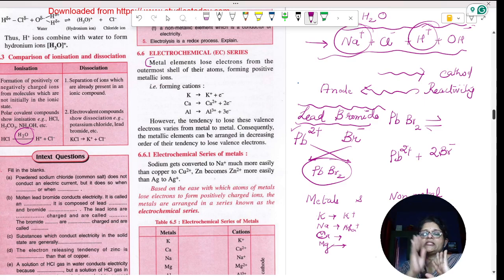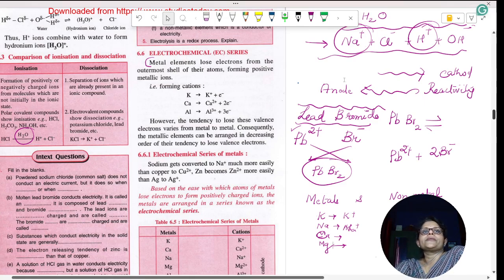calculated and found out, and then scientists came to a conclusion about the reactivity series. They found that metal elements lose electrons from their outermost shell to form a positive metallic ion. Potassium gives out one electron to form K positive. Calcium loses 2 electrons, aluminum loses 3 electrons.